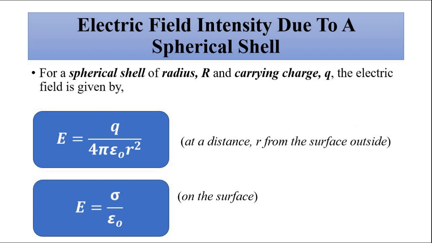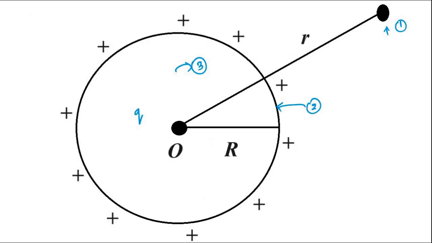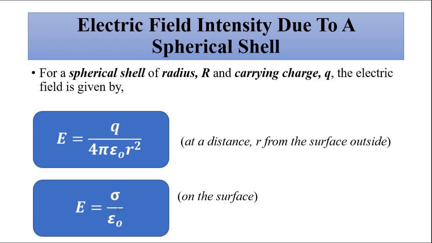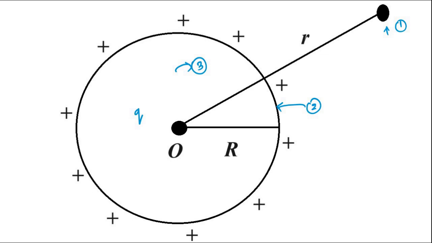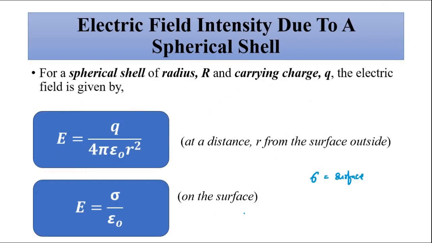For a point on the surface of the shell, that is the second case, the electric field will be given by sigma by epsilon 0. Here sigma is the surface charge density. Like we had linear charge density lambda, we have surface charge density sigma. It has a unit of coulomb per meter square.